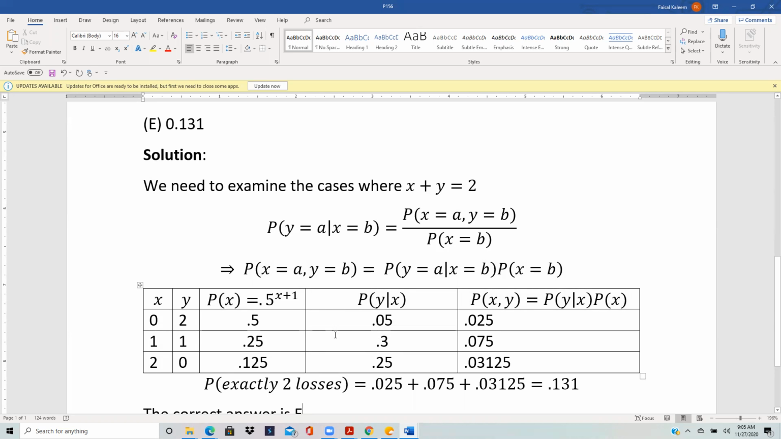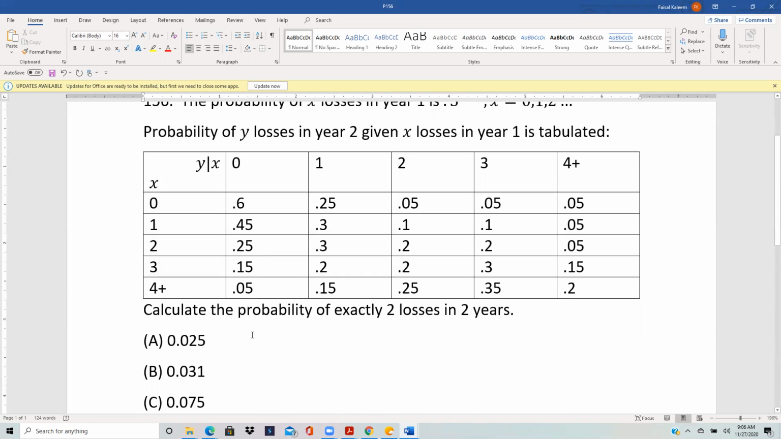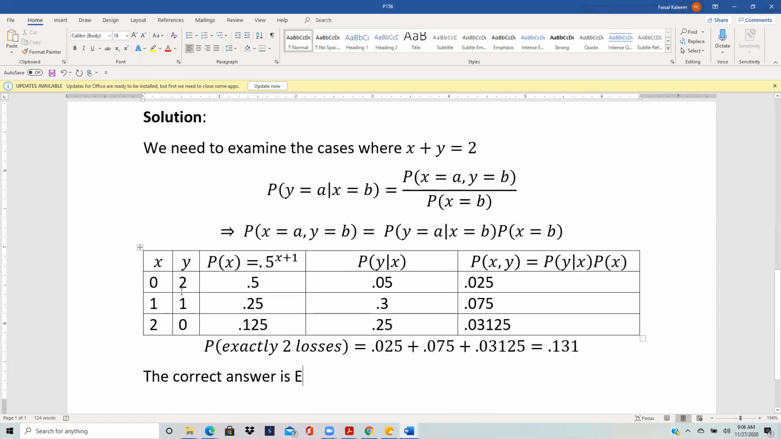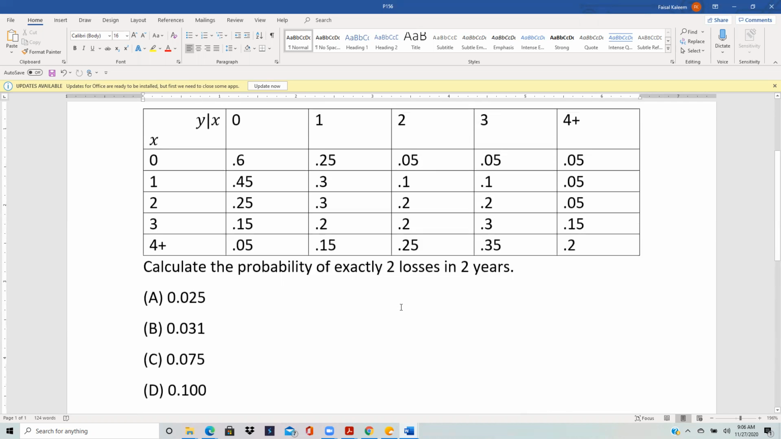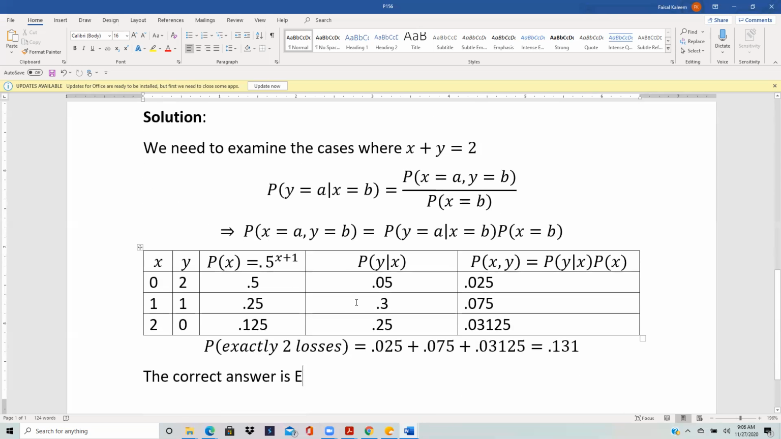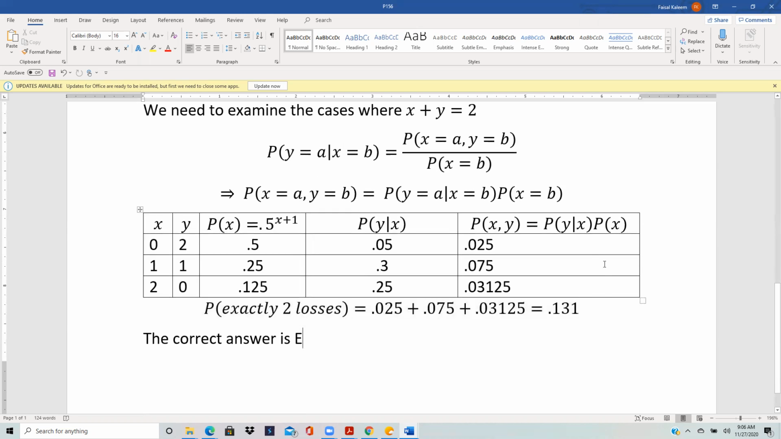And the same way here, we'll have the probability of Y equals 1 given X equals 1. You can read it as Y1 given X1, so that's 0.3. And the last one is Y0 given X2, which is 0.25. And so these are the probabilities. So this is probability 0, 2, this is probability 1, 1, and this is probability 2, 0.